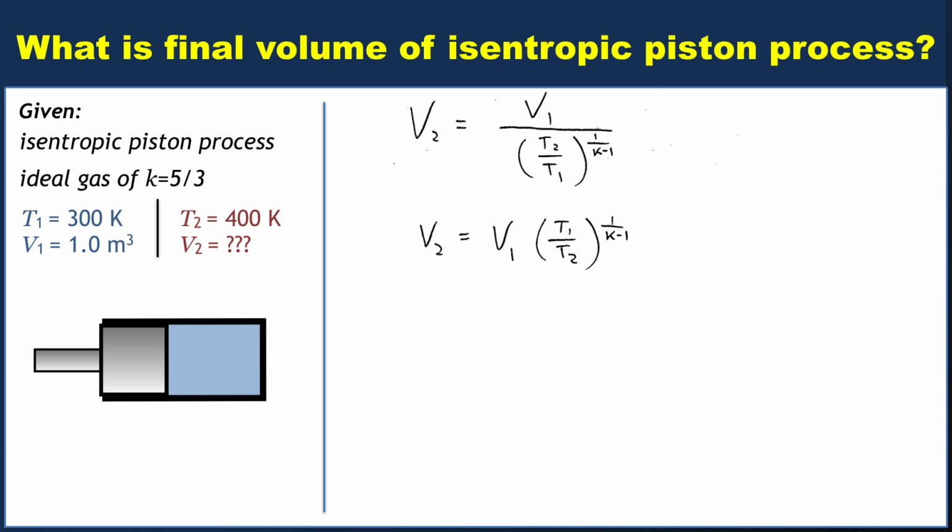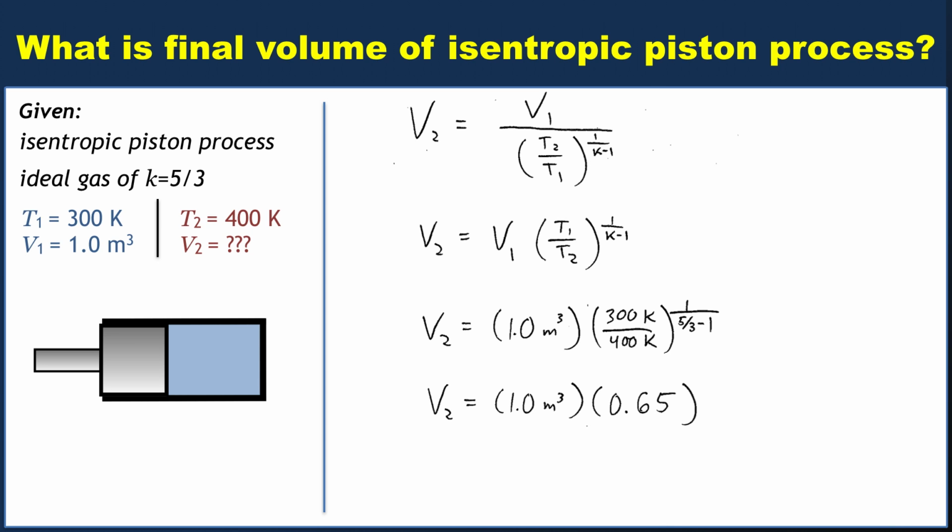Okay, so now we know all the variables. Let's put them in. So the value of V1 is just 1 cubic meter, T1 is 300 Kelvin, T2 is 400 Kelvin, k was 5/3. Carefully enter all of that into your calculator and you find that V2 is just 1 cubic meter times 0.65, which is 0.65 cubic meters. So that's the final volume of this isentropic piston process.